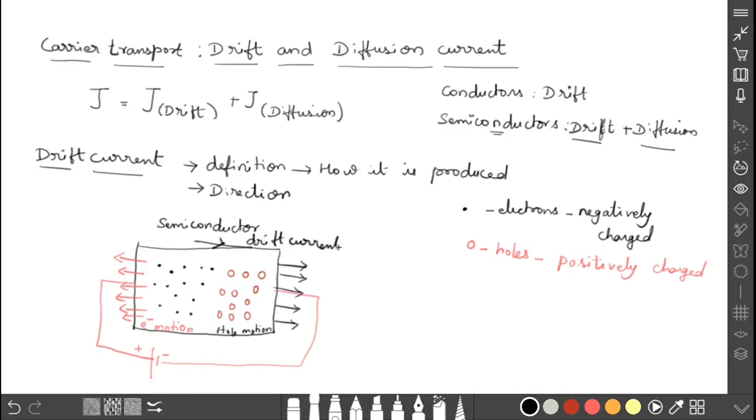Listen carefully: due to the external field, the charge carriers are drifted. Electrons are drifted towards the positive terminal and holes are drifted towards the negative terminal. Due to this, current is produced. That current is called drift current. So how can we define the drift current? I will write it on the next page.